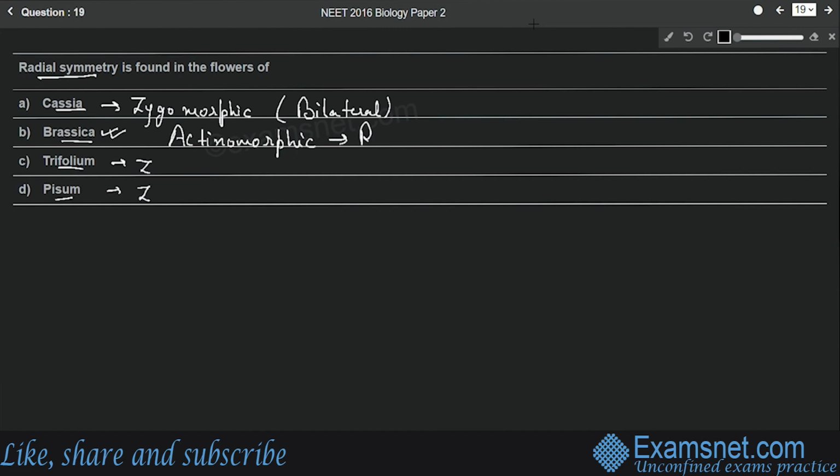Actinomorphic means radial symmetry. Now what is the difference? In case of zygomorphic, you will get 2 equal halves only in one plane, whereas in case of radial symmetry, 2 equal halves are obtained in more than one plane, because here the symmetry is about the central axis. So the correct answer according to this question is option number B.